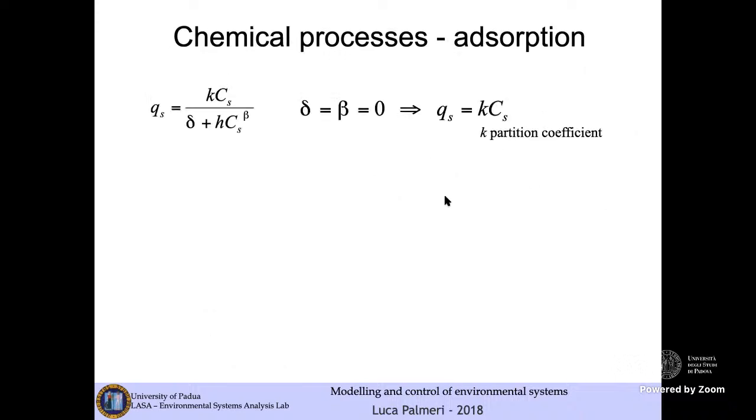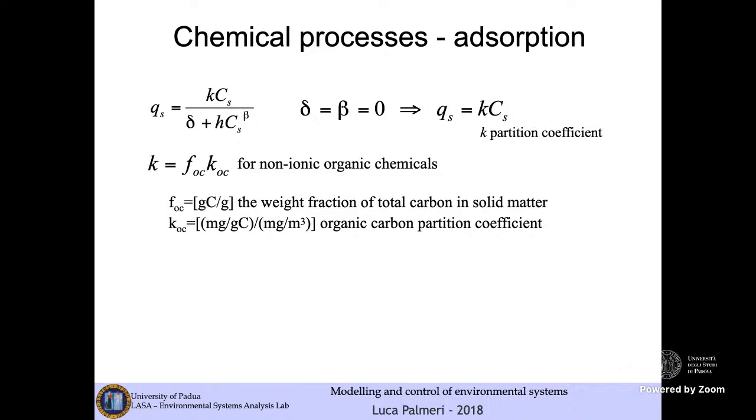Then let's give a look to a final model of transfer from the liquid to the solid phase, the so-called partition coefficient model. In this case, we assume that we start from a very general equation of adsorption, isothermal for adsorption. We set our parameters delta and beta equal to 0, and what we obtain is a very simple linear relationship that links the concentration in the solid phase Qs to the concentration in the liquid phase through the so-called partition coefficient. This is a very general approach, as I told you.